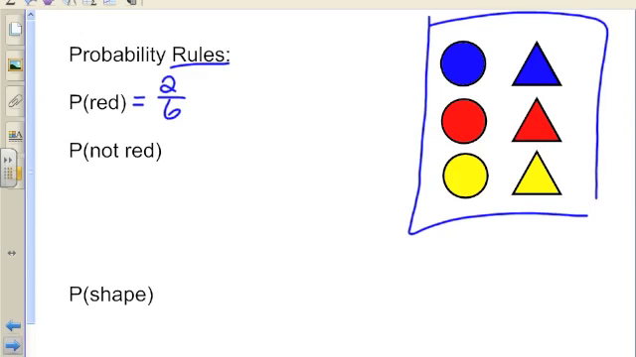2/6. Now, I know you're going to ask me, Ms. Curtis, should we reduce that fraction? Well, of course you should, but I'm not going to bother with that today in my examples because I want to focus on the probability mathematics, not on our fraction skills.